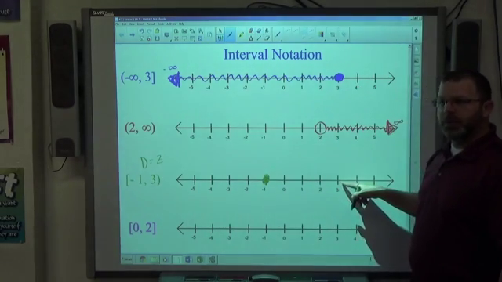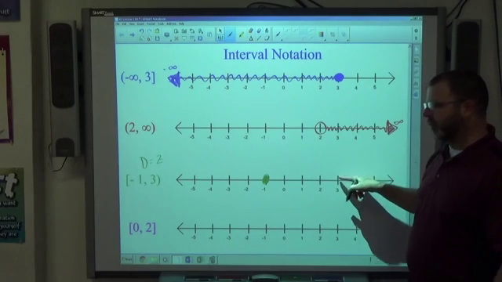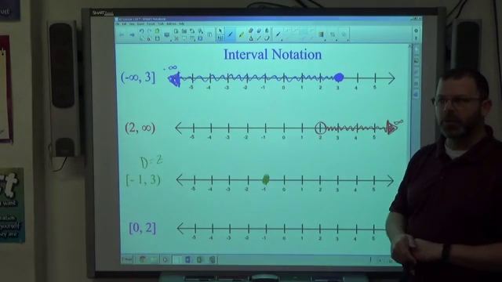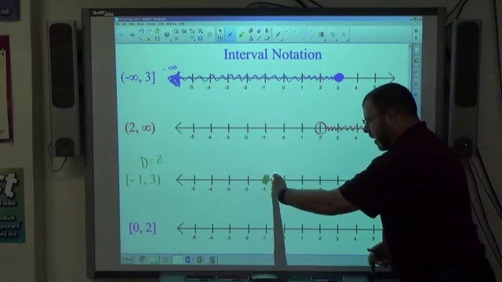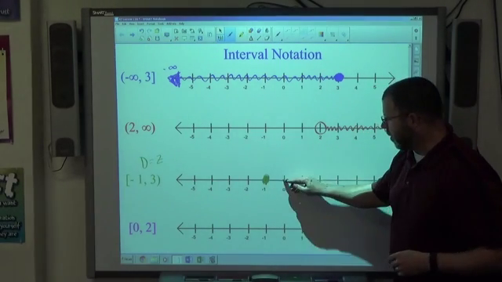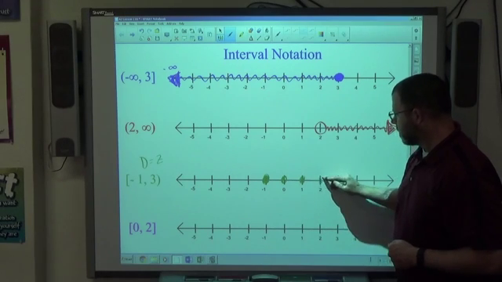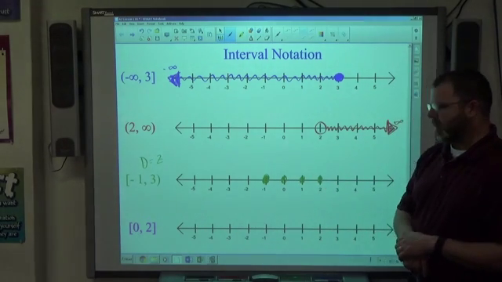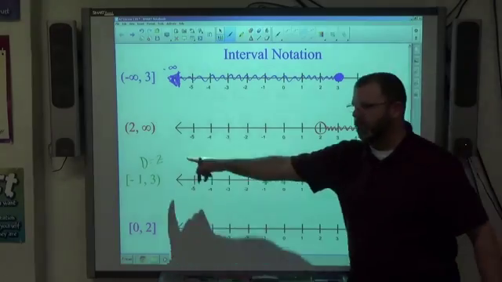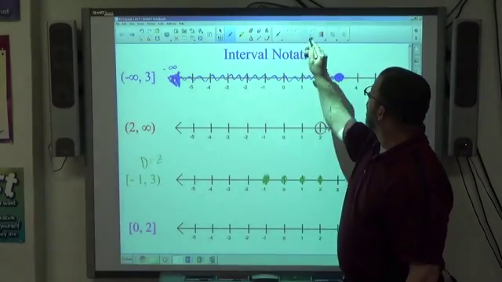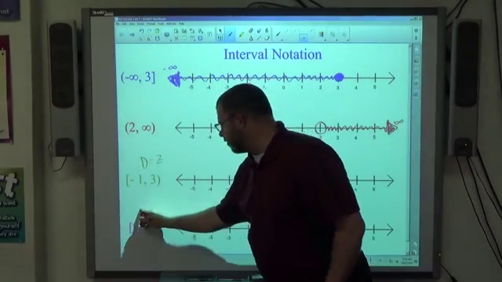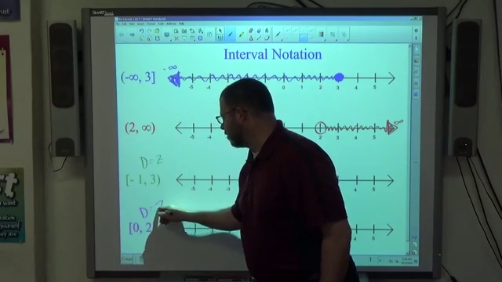3 parentheses means 3 doesn't get graphed because open circle at 3, we don't have open circles in the integer world, right? I want all the numbers between negative 1 and 3 that are integers, so I would graph 0, 1, and 2 also. And that's what the graph would look like for that if the domain is a set of integers. For this one down here, suppose the domain is a set of negative integers.